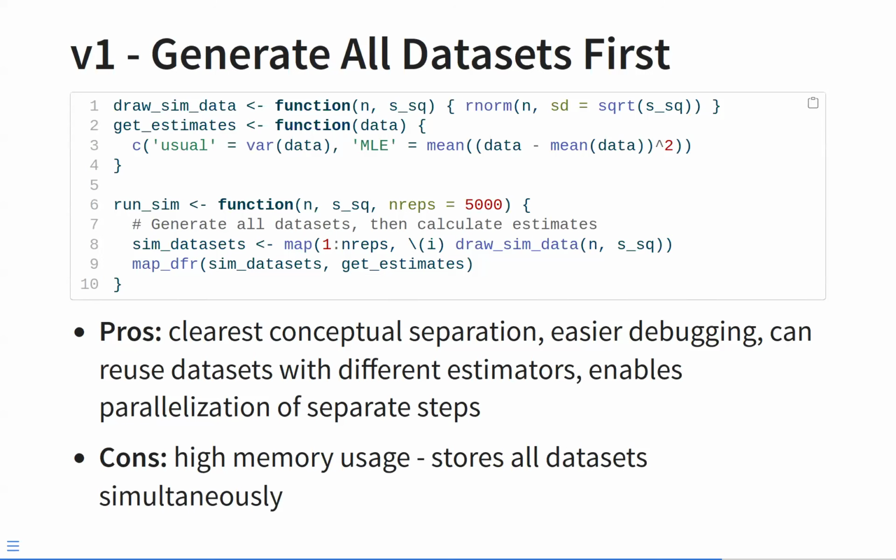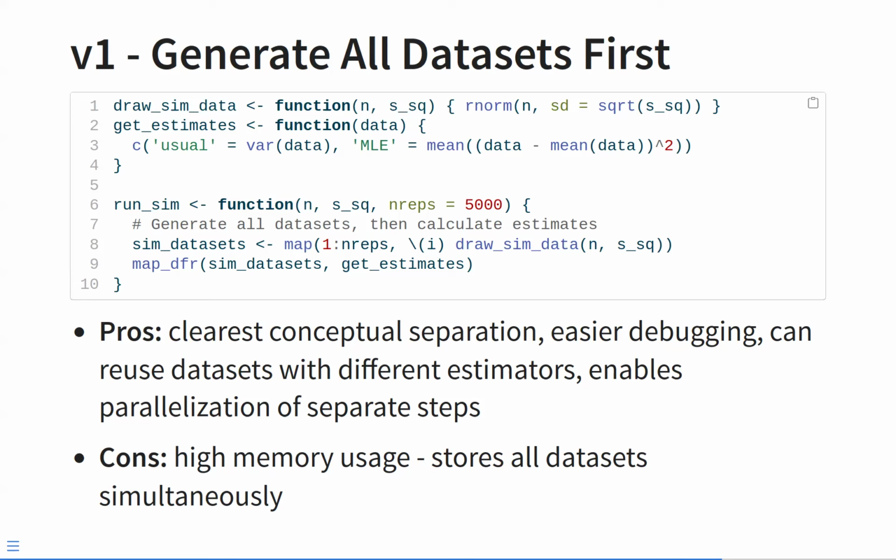Okay, version 1 you've seen. So the code block on this slide is just copied from above. Here are the pros. It provides the clearest conceptual separation of the different steps in the simulation. The advantage of this is that it can be much easier to debug. So you can basically debug these functions one at a time. You can test them separately. Because we generate all the data in one fell swoop, you could reuse exactly the same data sets with different estimators, even estimators that you haven't programmed yet.